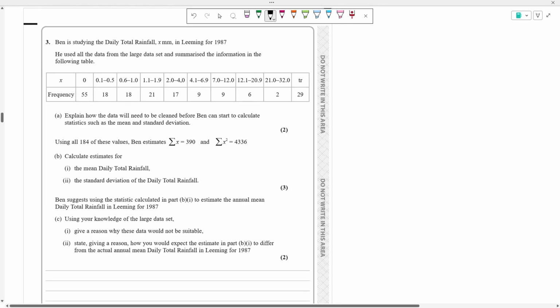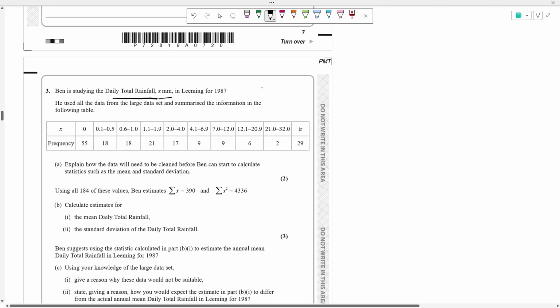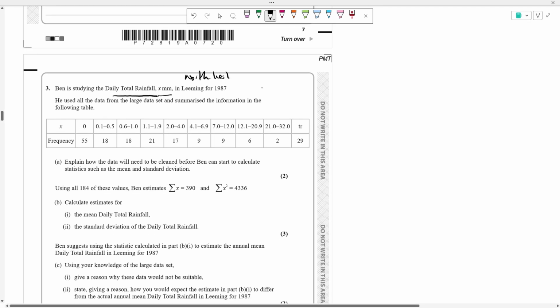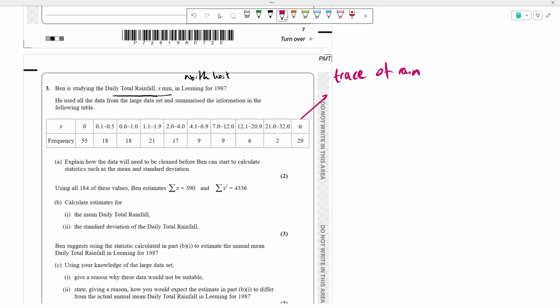Question 3 here. We've got a large data set question, and we've got x millimeters, looking at rainfall here in Leeming. Now, Leeming is a place in the northwest of England, so I believe that is good to know in terms of your large data set. Whenever you have something called TR, it's an abbreviation of trace, meaning trace of rain, and essentially it's a range of your rainfall between 0 and 0.05 millimeters. If you ever get this in your exam, just convert the TR to 0. It's the easiest one to work with, and then we can combine the data and actually make it usable. At the moment, it's not usable because it's just in letters.